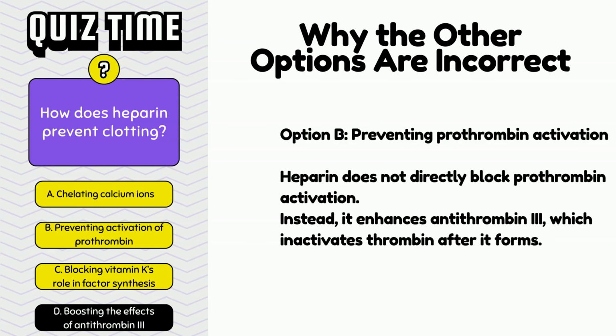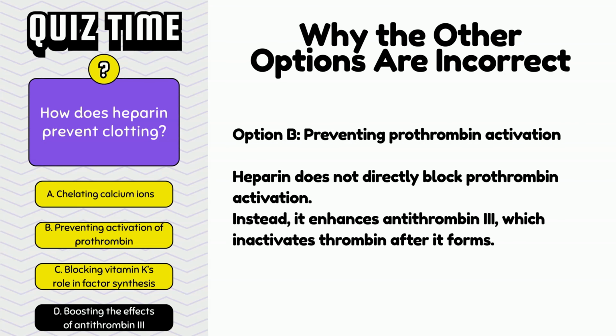B. Preventing activation of prothrombin. Heparin does not directly prevent the activation of prothrombin into thrombin. Instead, it works by enhancing the activity of antithrombin III, which inactivates thrombin after it has been formed, as well as other clotting factors like factor Xa.